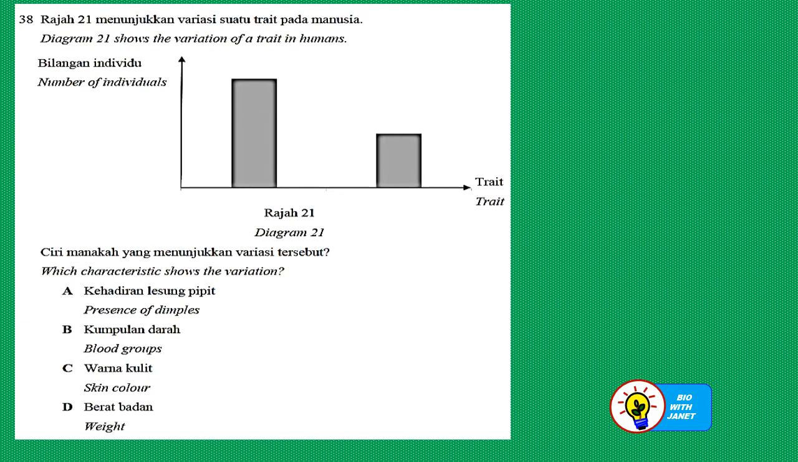Number 38, the diagram shows the variation of a trait in humans. So number of individuals, and then here is the trait, okay, against the trait, and there are two bars here. So which characteristic shows the variation? Presence of dimples. Is that possible? Now, first of all, you have to know that this type of bar chart can only be drawn for what type of variation? Is it discontinuous variation or continuous variation? Yes, it's for discontinuous variation.